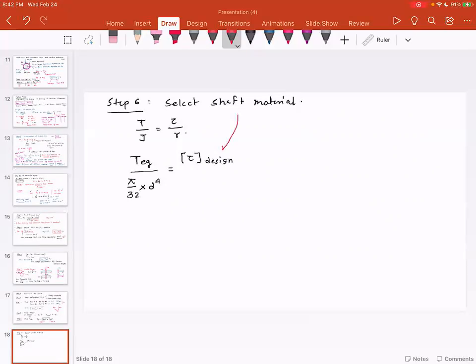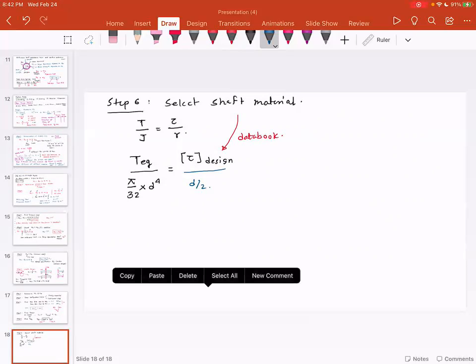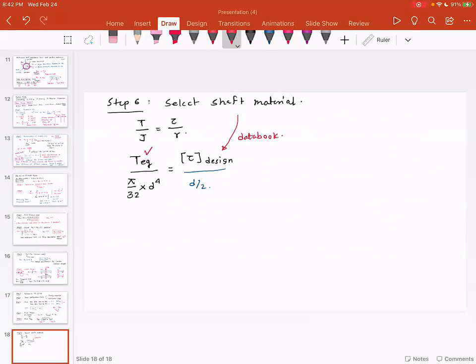Tau design comes from the data book for the shaft material, divided by d by 2. From this equation, please note TEQ is known and tau design is known. The only unknown is the value of diameter, and this diameter value can be found out, assuming a solid shaft.